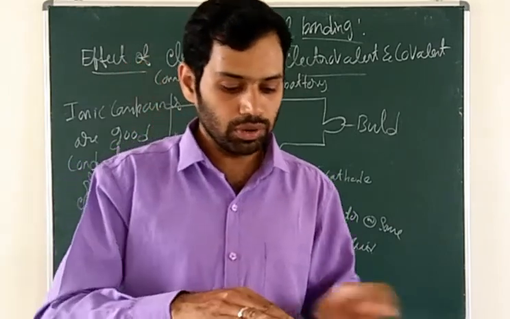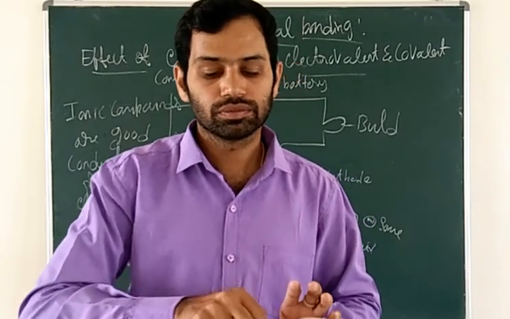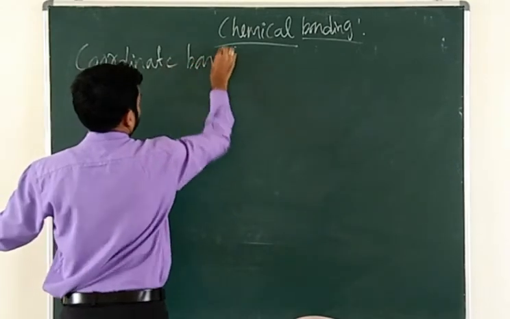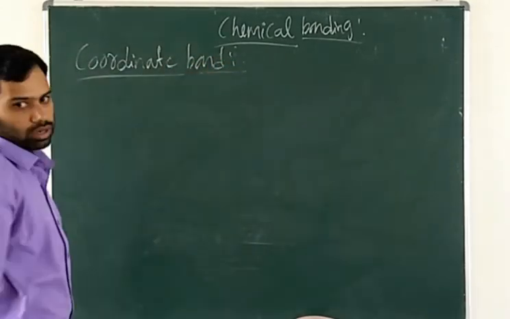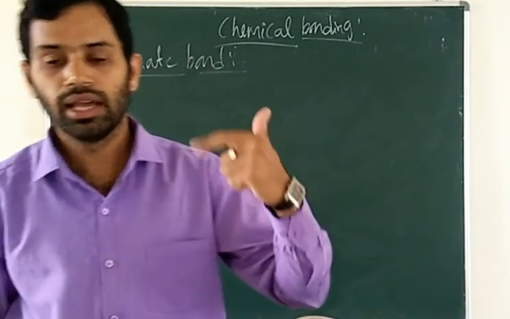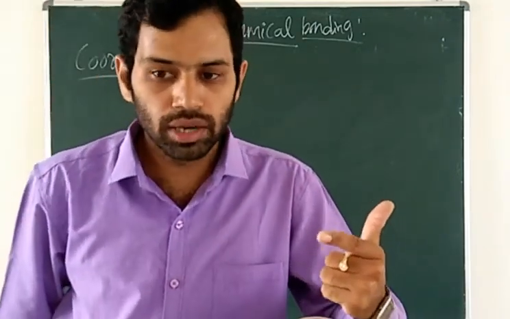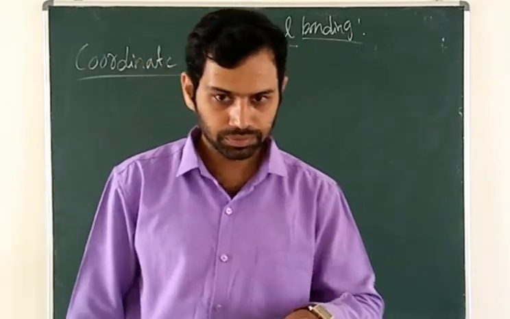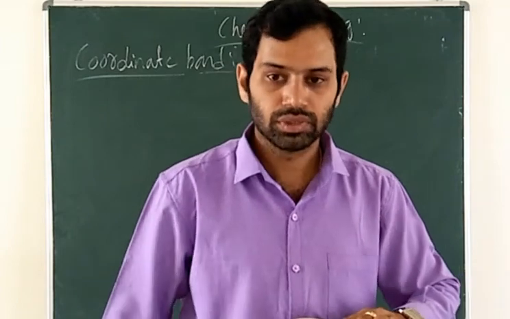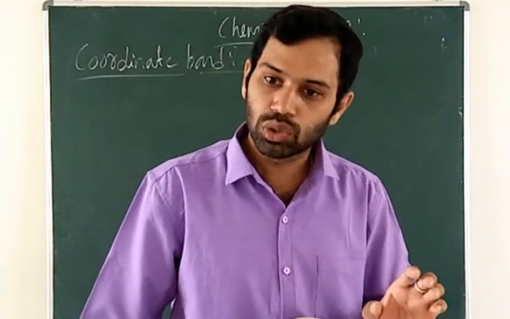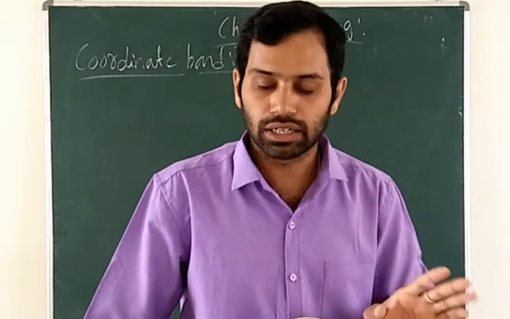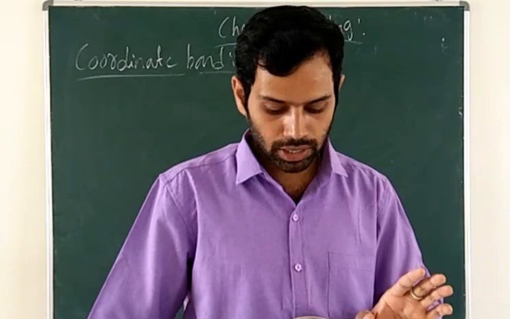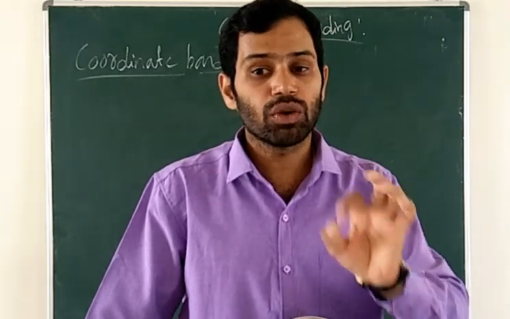Next, I will go to the next concept now: coordinate bond, the third type of bond. First one electrovalent bond, second one covalent bond, third one coordinate bond. What is a coordinate bond? The bond formed between two atoms by sharing of electrons provided entirely by one of the atoms.